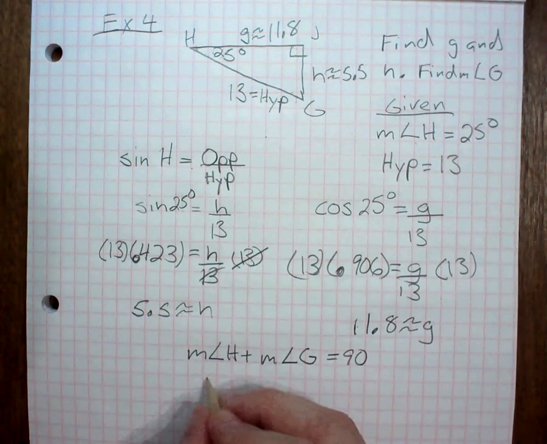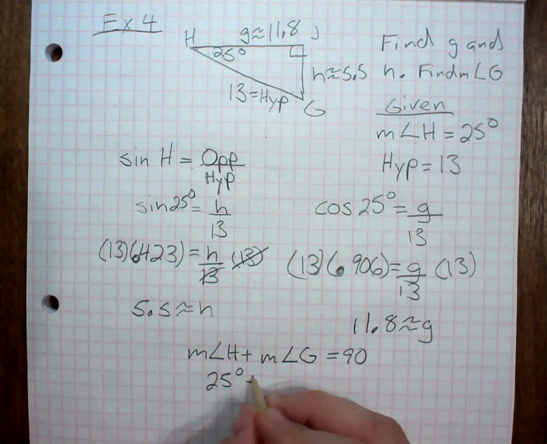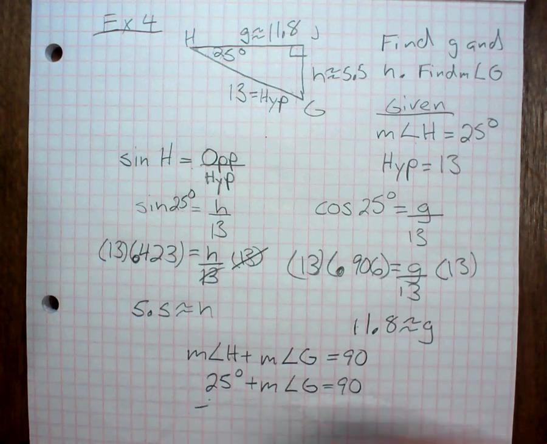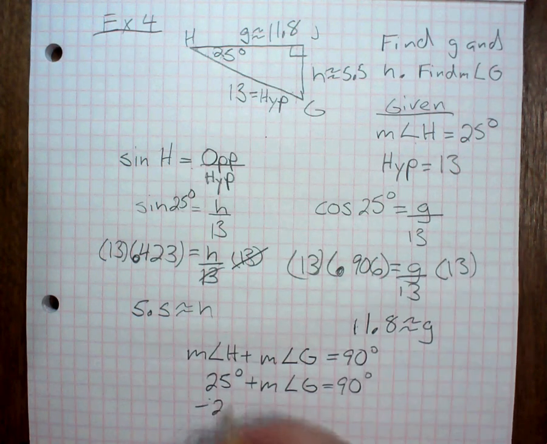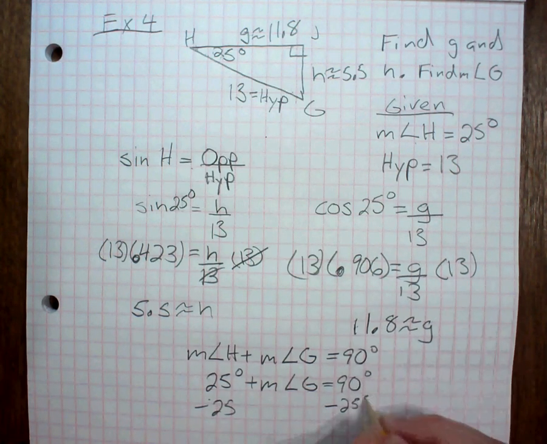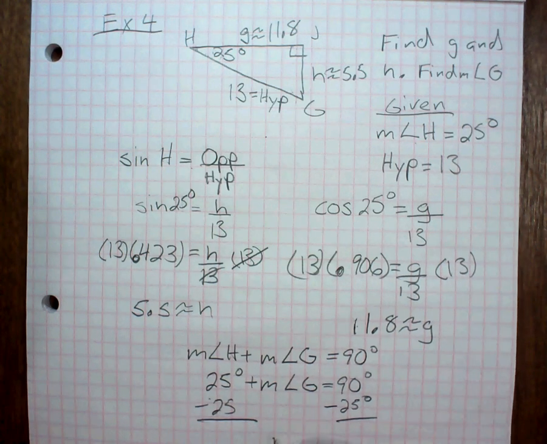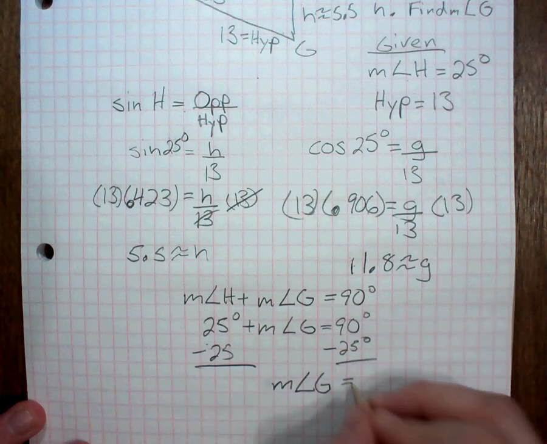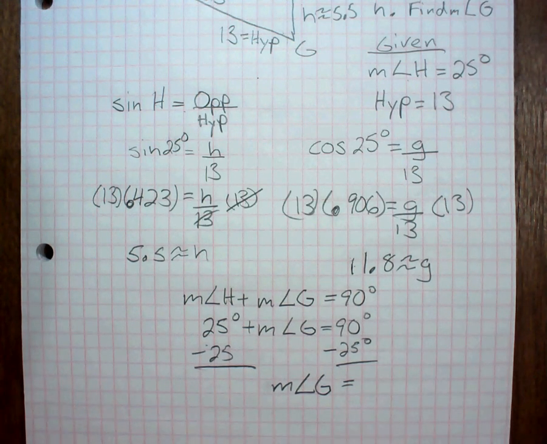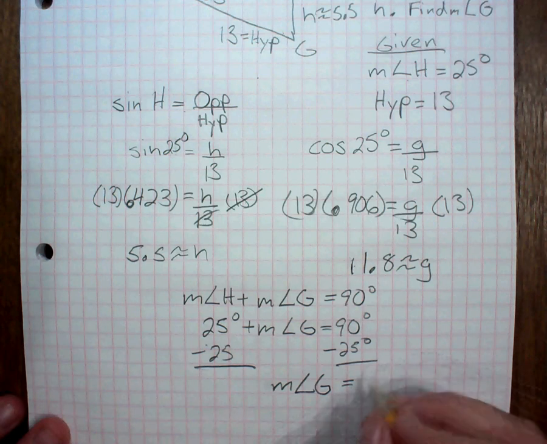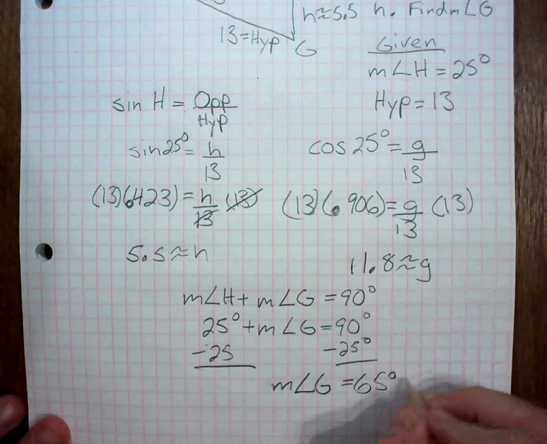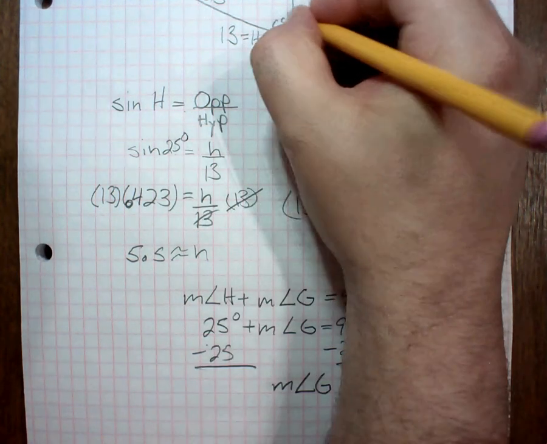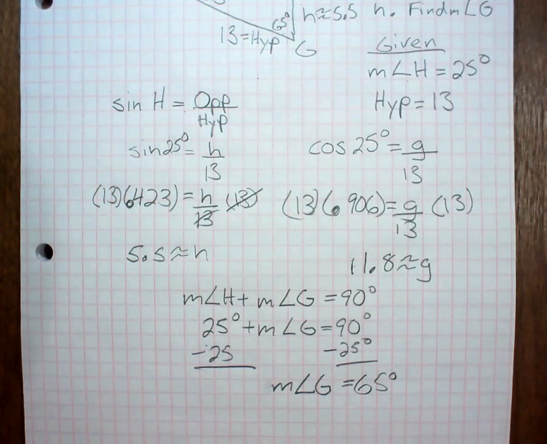Well, I know that the measure of angle H is 25 degrees plus the measure of angle G is equal to 90 degrees. So then I'm going to subtract 25 from both sides. And I get the measure of angle G then is equal to 90 minus 25, which is 65, right? So then this is 65 degrees. And that's it.